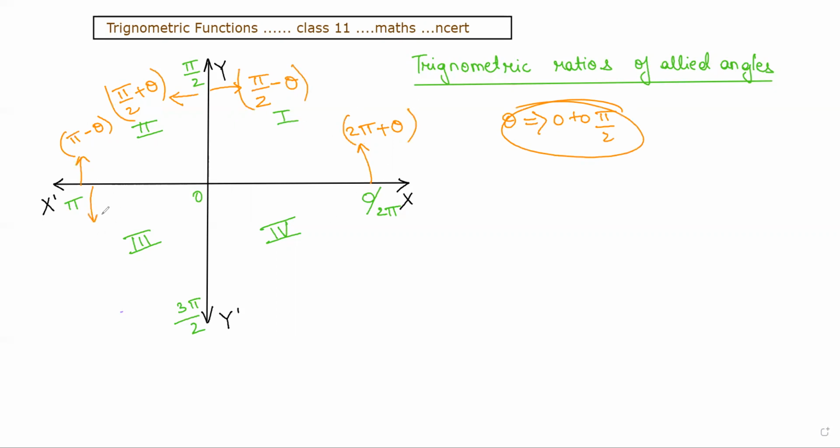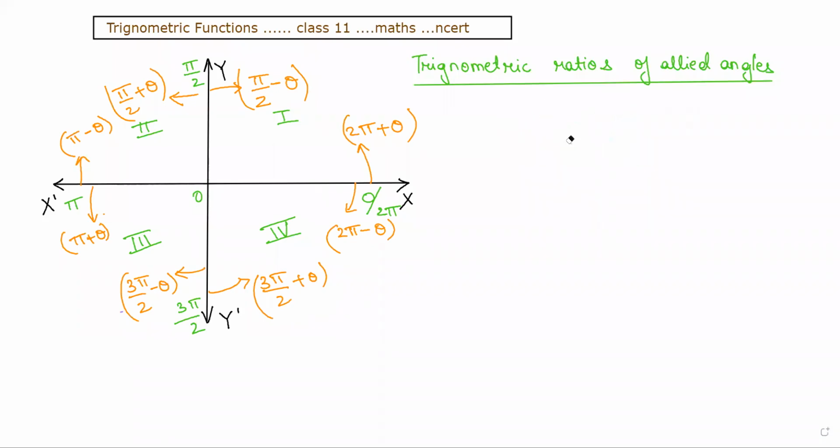Third quadrant, the angle is beyond pi. This is pi plus theta, or it is smaller than 3 pi by 2, so 3 pi by 2 minus theta. Fourth quadrant, 3 pi by 2 plus theta, or 2 pi minus theta. So what happens to different trigonometric ratios for these values?